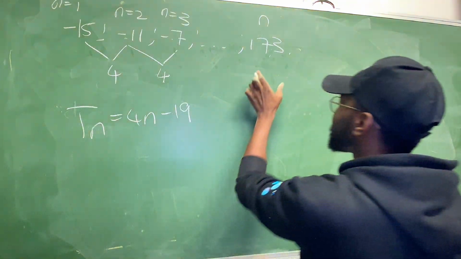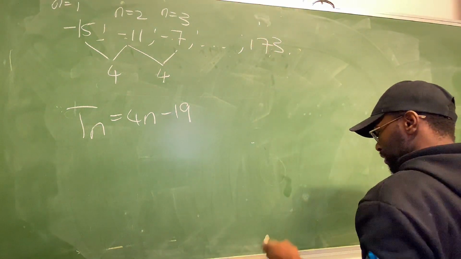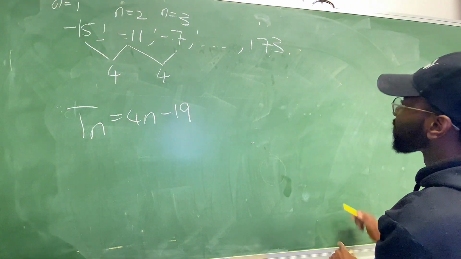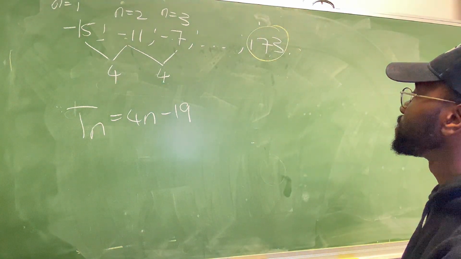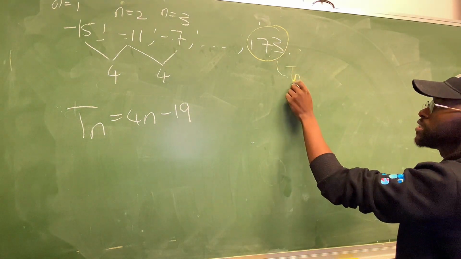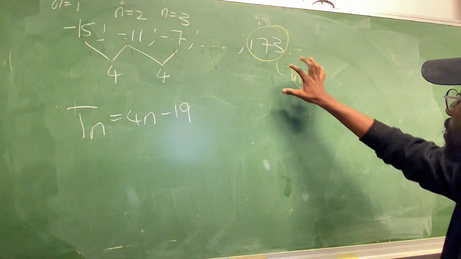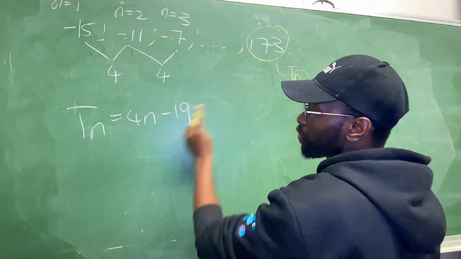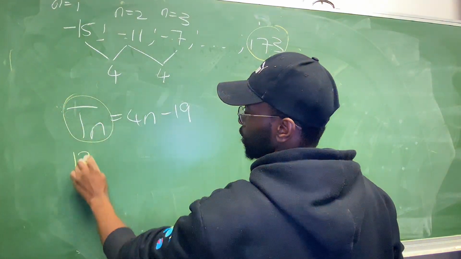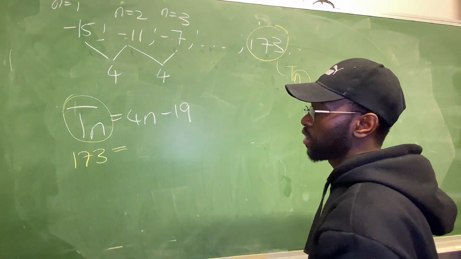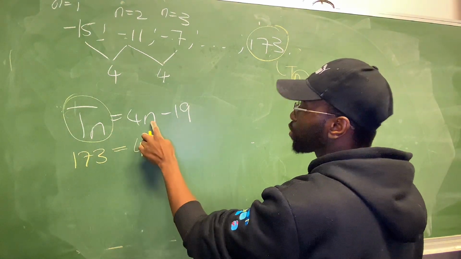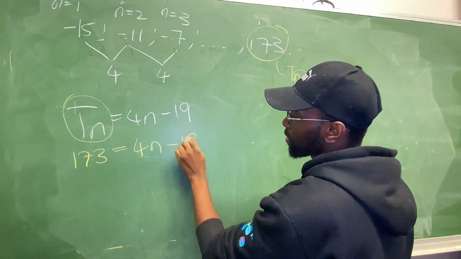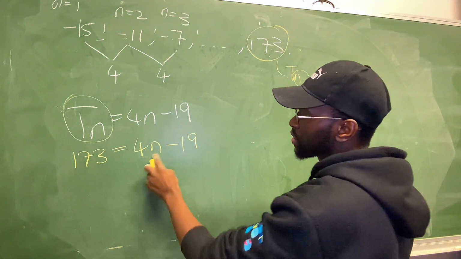So remember that this term in itself is T some position. So Tn is this. So in this case we are looking for 173. So this is 173. And then for, we don't know the position. Actually, that is what we are looking for. So 4n minus 19. So we just simplify here.